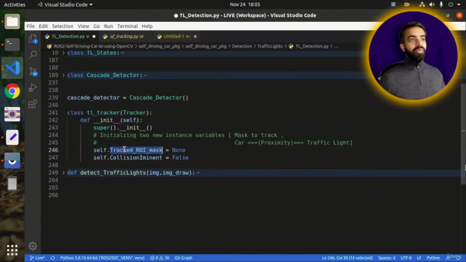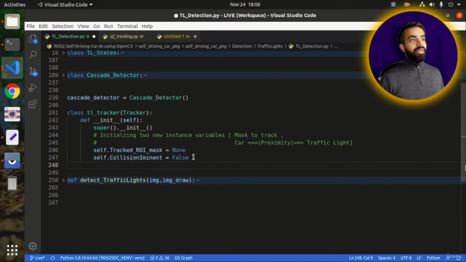These are the track region of interest mask and the collision imminent Boolean variable. Now the first instance variable that we have initialized is basically the mask of the track region of interest. And second is the collision imminent, which is basically the proximity between the car and the traffic light. And at the moment, it is initialized to False.